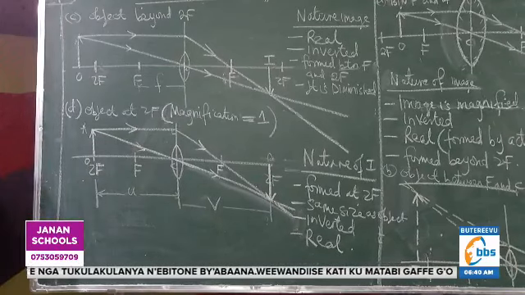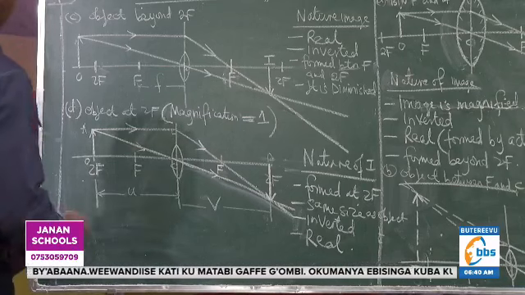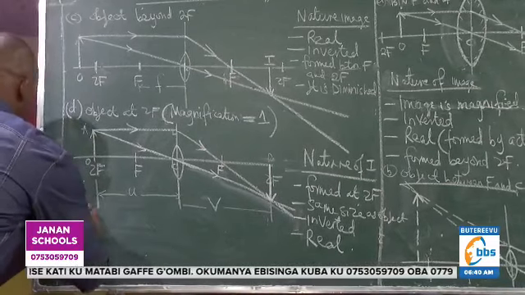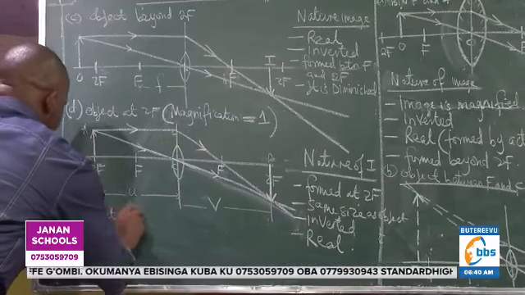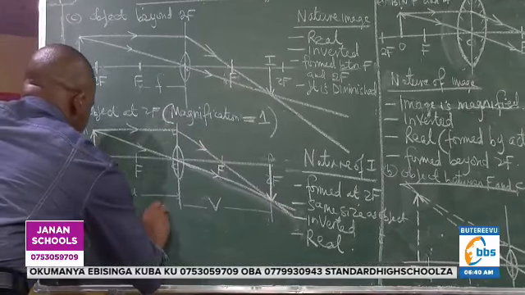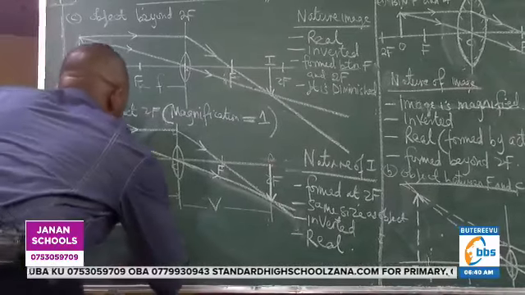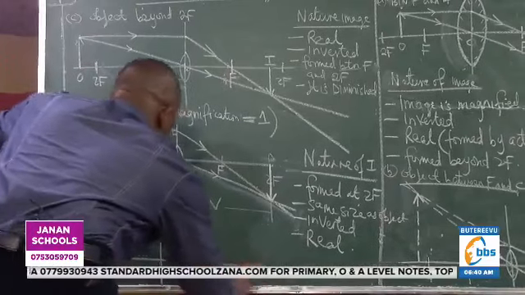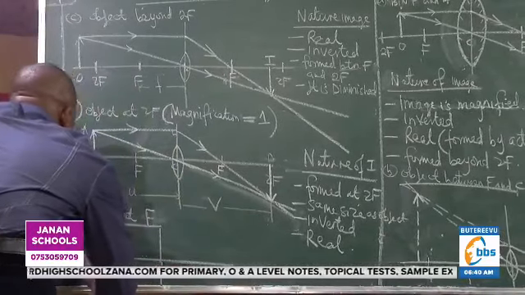We can look at the next diagram. The next diagram, which I expect to fit here, is object at F. When the object is at F, we can always have our F and 2F over there.